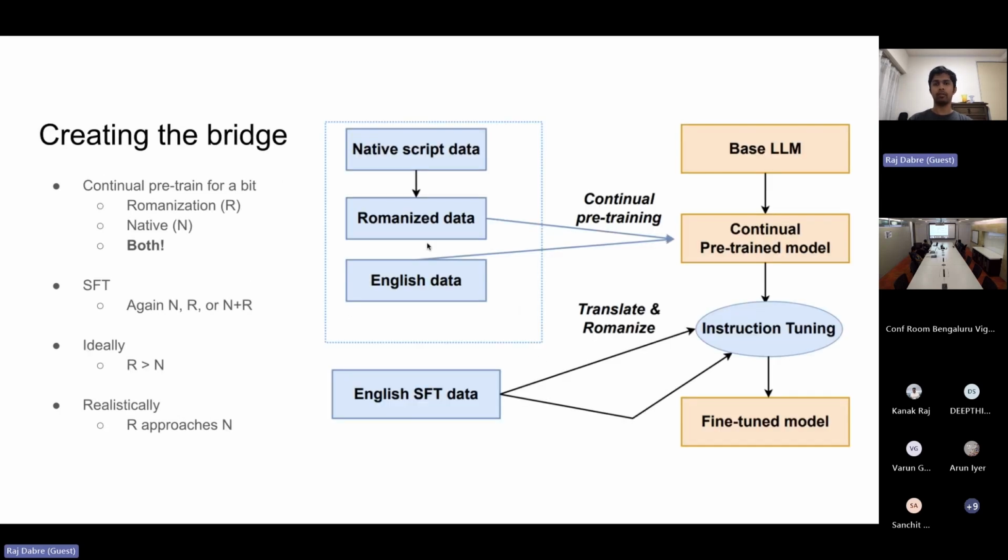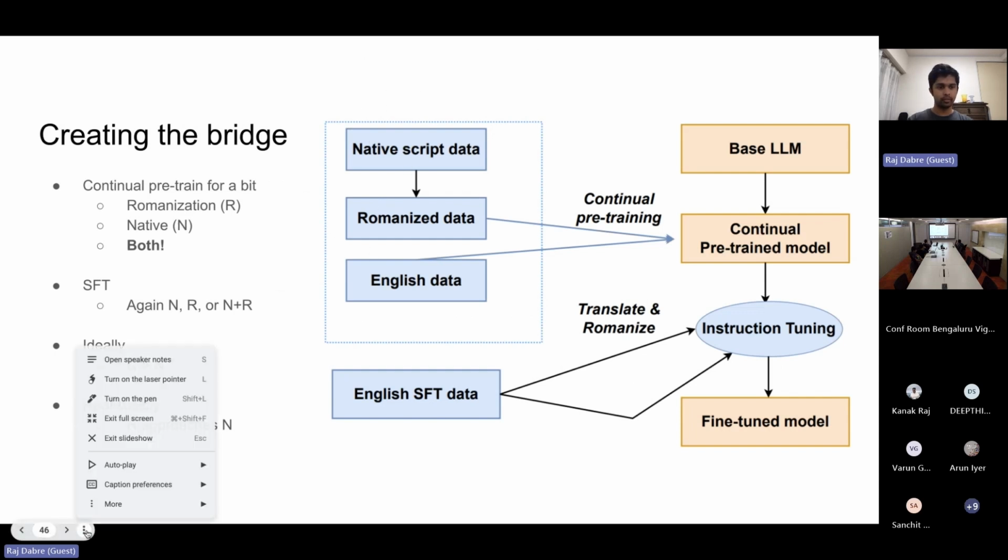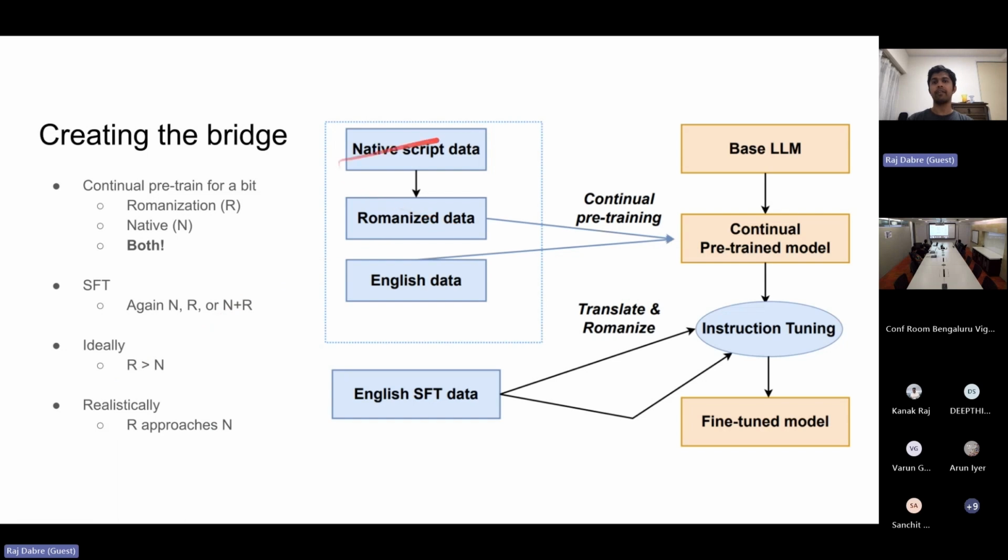So how did we do that? We first had native script data. Okay, so we have native script data. We convert it into a romanized version simply by using IndicXLit and the Anudesh dataset.